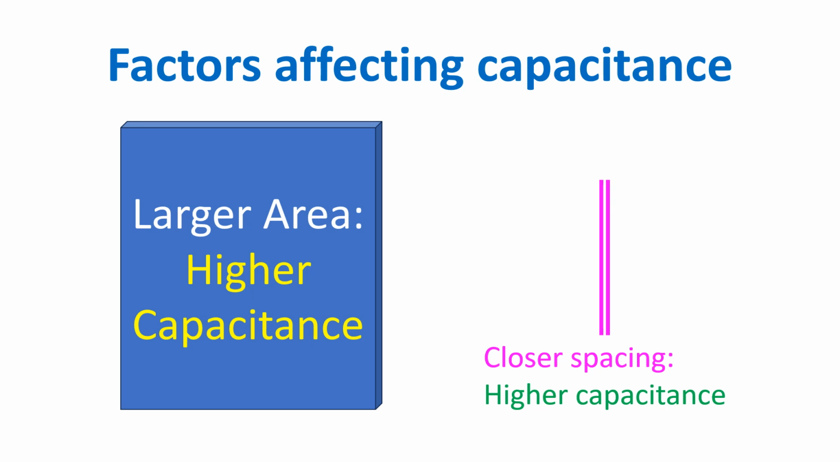Dielectric constant of the material between the plates is also important. Compared to vacuum, air has a dielectric constant of 1.0006, while mica has a dielectric constant ranging from 5 to 9. Higher the dielectric constant, higher the capacitance.